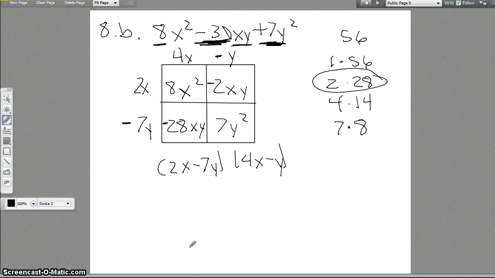So when you are working out these problems, remember if your last term is positive, that means you're going to add the factor pair, the 2 factors. If this last term is negative, you're going to subtract them. And that's really about it.